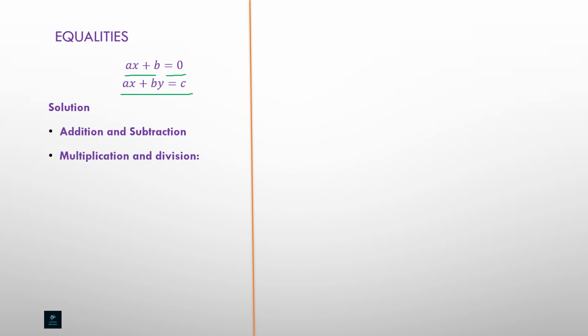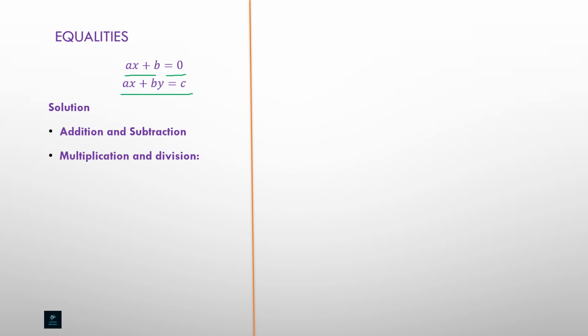Therefore, the expression ax plus b equal to 0 is an equality in one variable, and ax plus by equal to c is an equality in two variables. How do we solve these equalities? We can add and subtract the same number on both sides of an equality, and we can multiply and divide both sides by the same number, and of course that number shall not be 0.